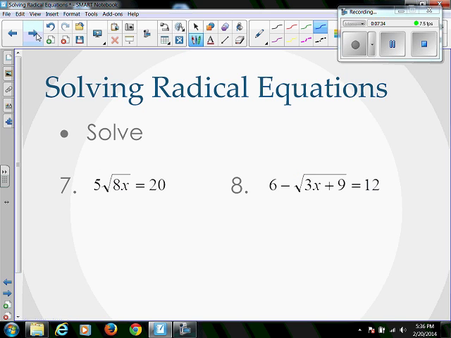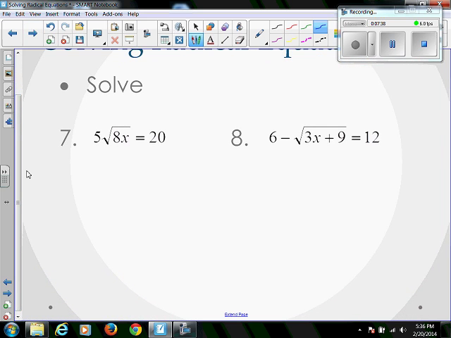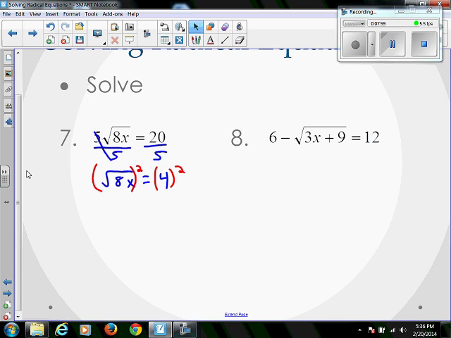Look at number 7. Is the square root isolated? No, it's not. Here we have 5 times. So to get rid of the 5, we need to divide by 5. Square root of 8x is 4. We have the square root isolated now, so we're going to square it. 8x equals 16. I'm going to divide by 8. x equals 2.